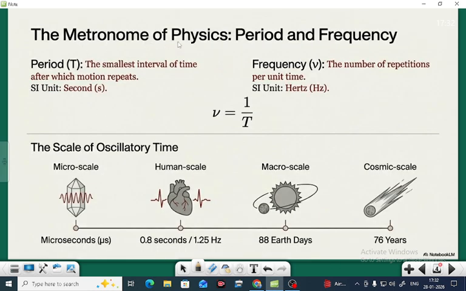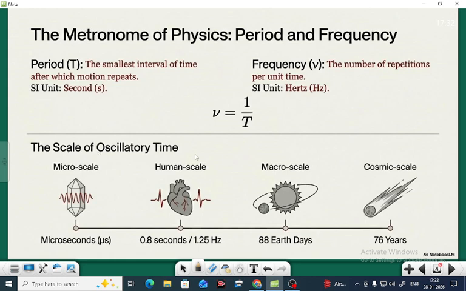The metronome of physics: period and frequency. Period is the smallest interval of time after which motion repeats. SI unit is second. Frequency is the number of repetitions per unit time. SI unit is hertz, nu is equal to 1 by T.